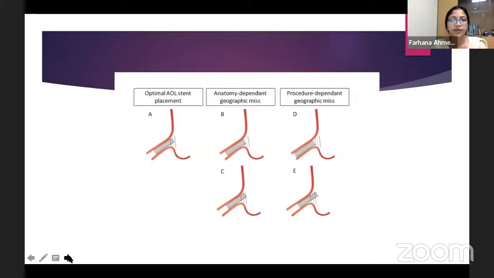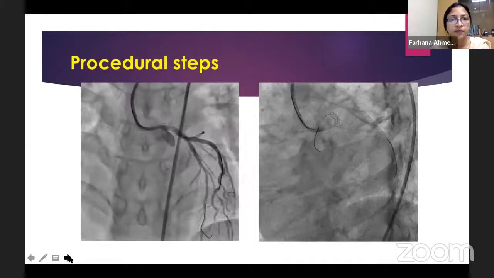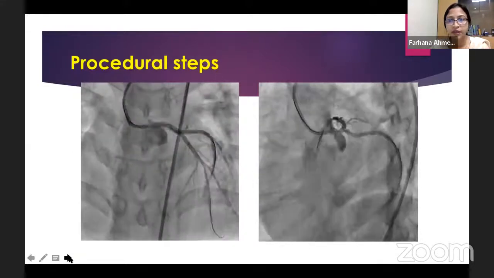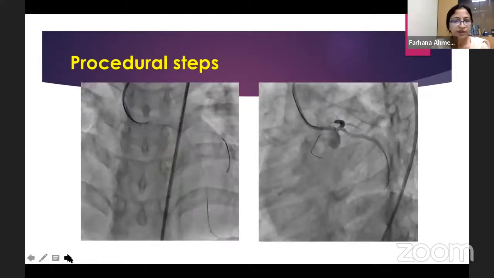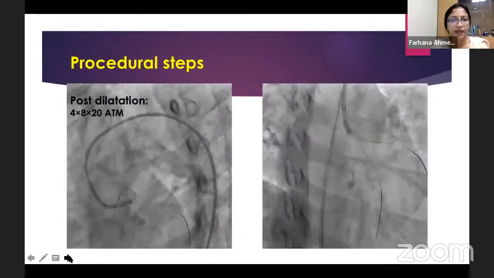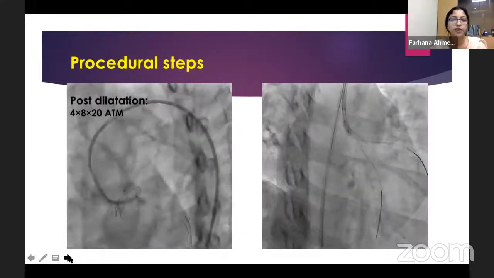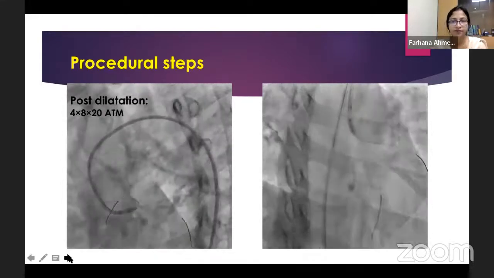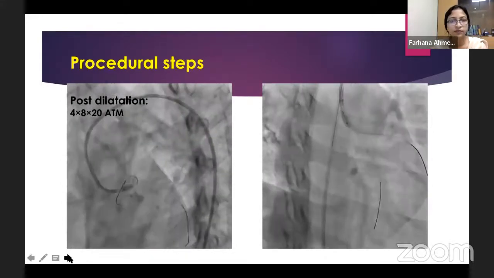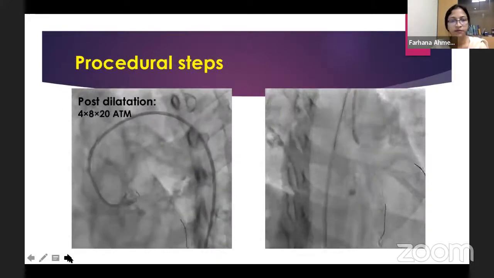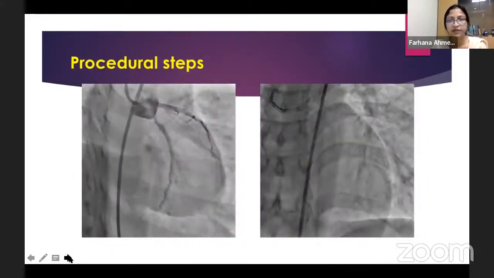And here is the diagram about the position of the stent in the proximal left main, because if we are not very meticulous about it, it is possible that we can do a geographical miss. And this is the view after stent deployment. Again, we did post dilatation with a 4 into 8 millimeter balloon at very high pressure, 20 ATM. And this is the final result.